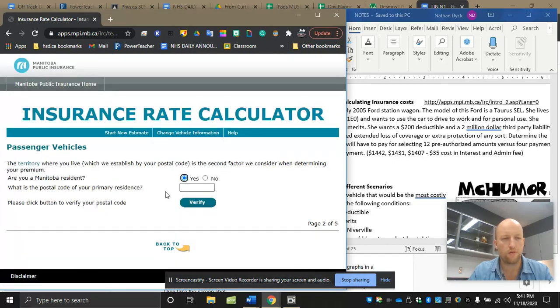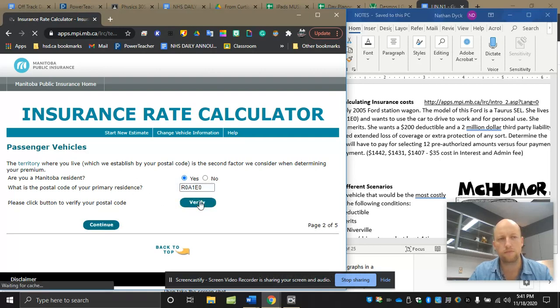What is the postal code of your primary residence? So I believe this one might be some people's here in Niverville. I filled this out a couple times doing this. Yes, we're Manitoba residents. Verify this, and continue.